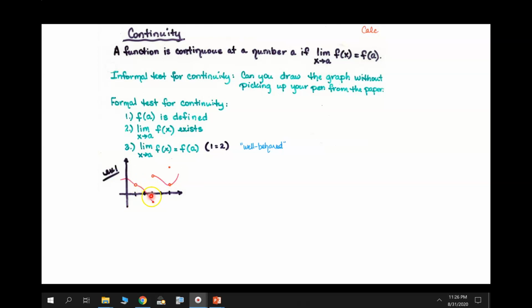All right, then I would keep going, and when I get to positive 3, I've got to pick up my pen to jump up here because there's a gap in the graph. All right, then I would keep going, and when I get to positive 5, I've got to jump up here to fill in that open dot and then come back down to keep going. So I could say that this is not continuous at 1, at 3, and at 5.